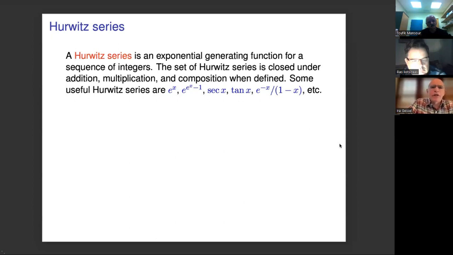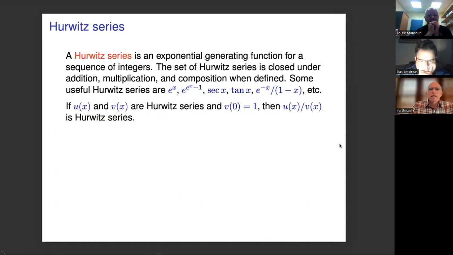So some useful Hurwitz series that come up a lot in combinatorics are e to the x, where the coefficients are just 1; e to the x minus 1, where the coefficients are Bell numbers; secant of x; tan x; and e to the minus x over 1 minus x, where the coefficients are derangement numbers, and so on.